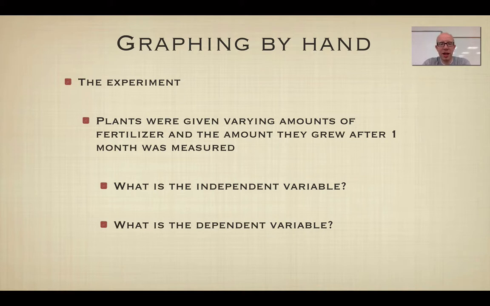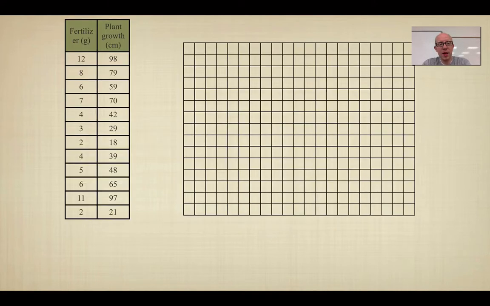Okay, so if we analyze this and think about it, the thing that was changing was not the amount that the plant grew. I mean, that is changing, but that's the thing we're going to measure in the end. So what really was changing and what we were controlling was the amount of fertilizer given. So that's our independent variable. And then we're measuring the amount of growth, which is the dependent variable. Okay? So let's make this graph.